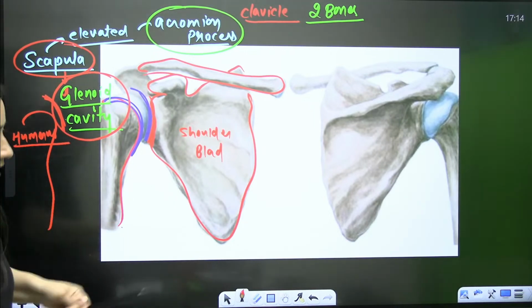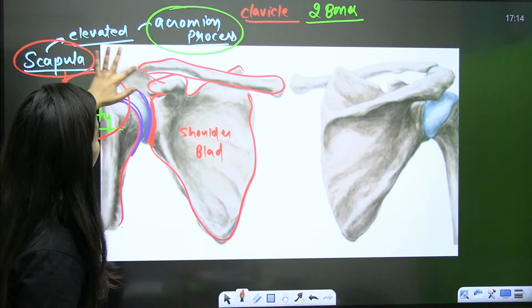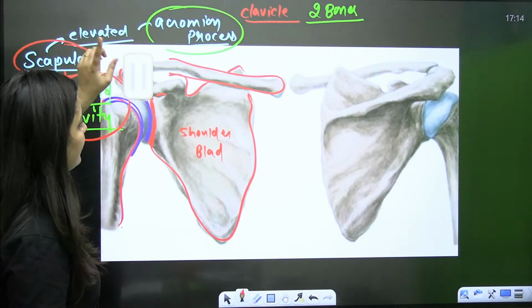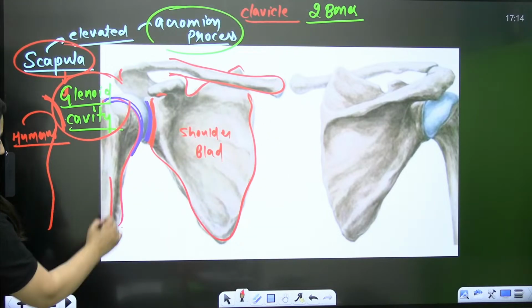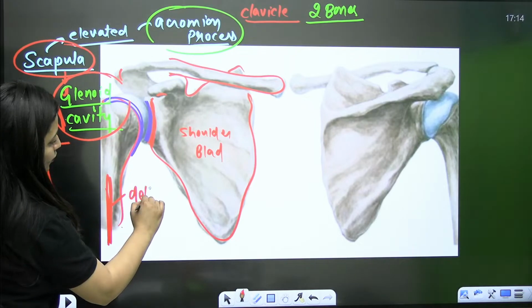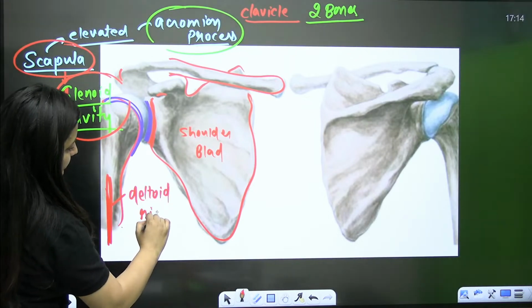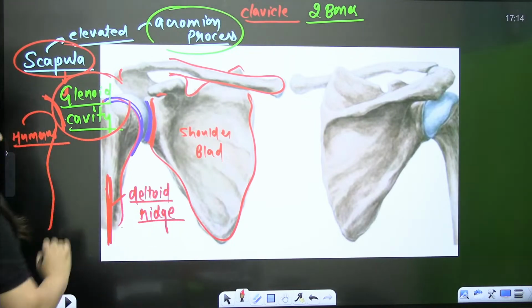Okay, this point is clear. The scapula has this elevated ridge, the acromion process, to which the clavicle is attached. This point is very important. And this humerus has a ridge also. That is the deltoid ridge, to which the muscles get attached.